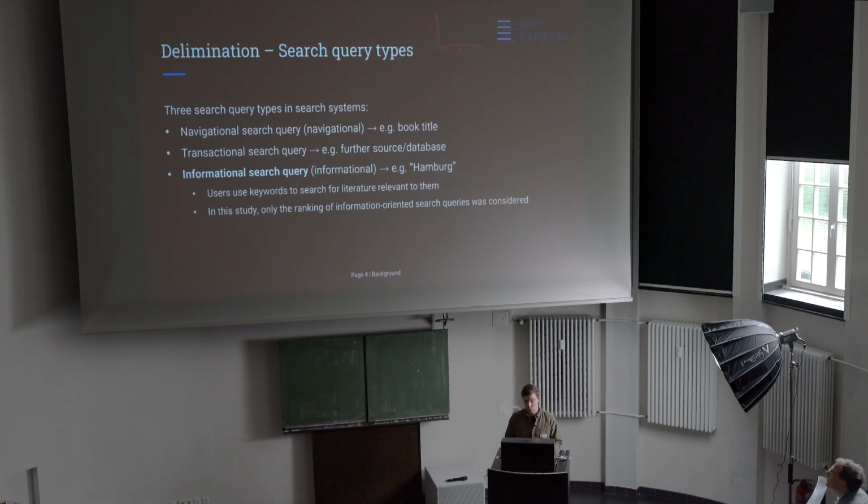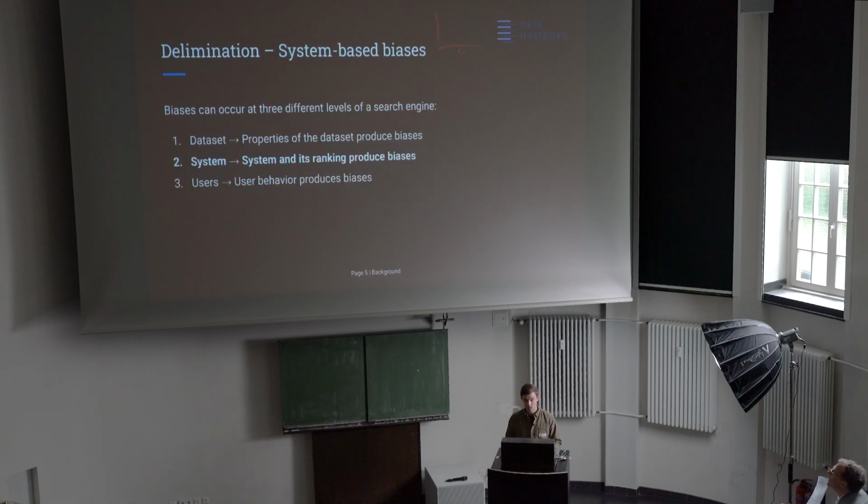In our research, we used informational search queries. Those are wide keywords like Hamburg, sport, something like that, when you do research for a wide topic. And we only use these kinds of search queries. So the only biases we can find always refer to this kind of search query. That was a delimitation of our research, and the second delimitation was that we only were looking for system-based biases.